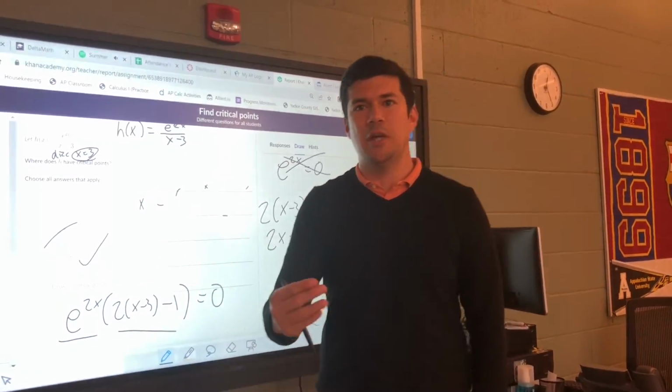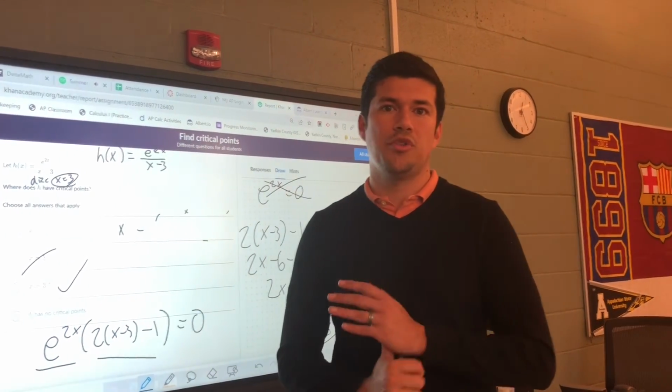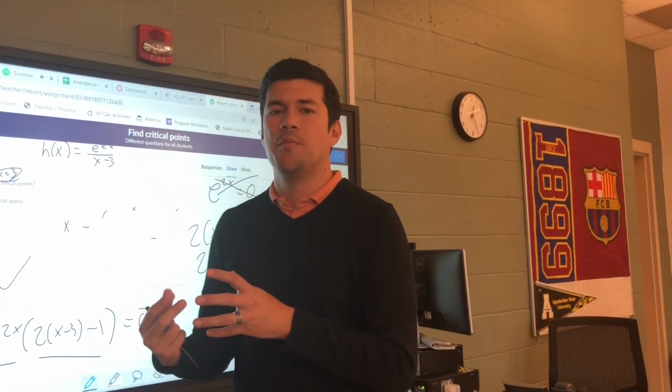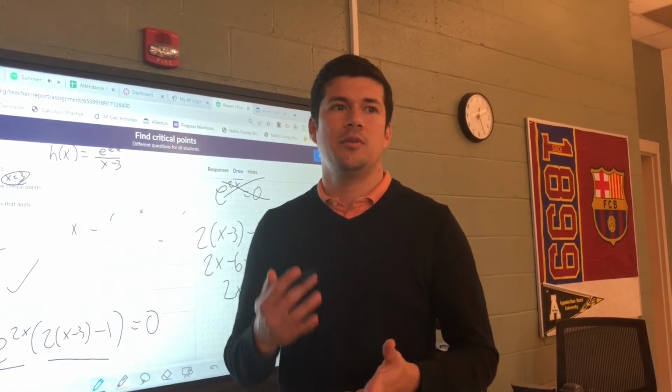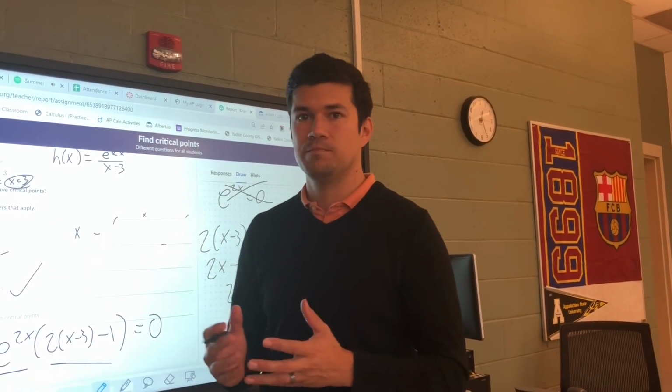To summarize how we did this problem, you need to find the derivative of the function. The function is a quotient, so you need to use the quotient rule. Set that derivative equal to 0. Then use algebra to find what value of x makes the equation true.